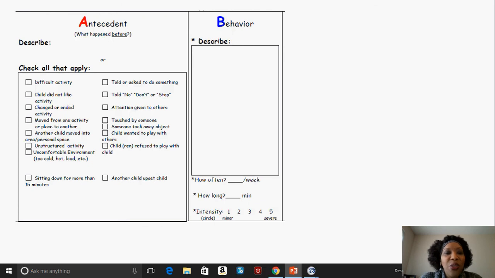Also, underneath behavior, I help everyone to think about the scope of the problem. So it's kind of like dieting. If you don't know where you started, how do you know that you've made any progress? So I have a section here below that should also be filled out. How often is it happening? What's the intensity? What's the frequency? If you don't fill this out, how will you know if you've made progress?